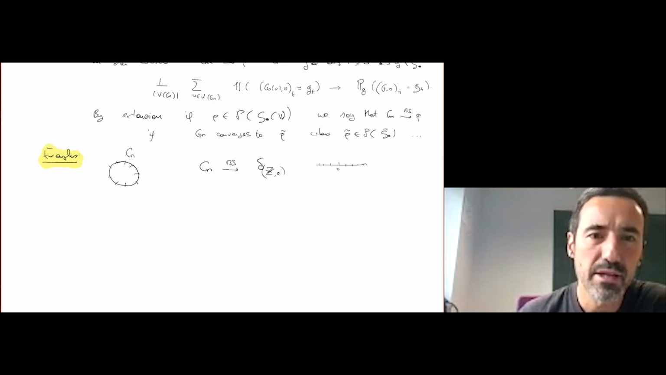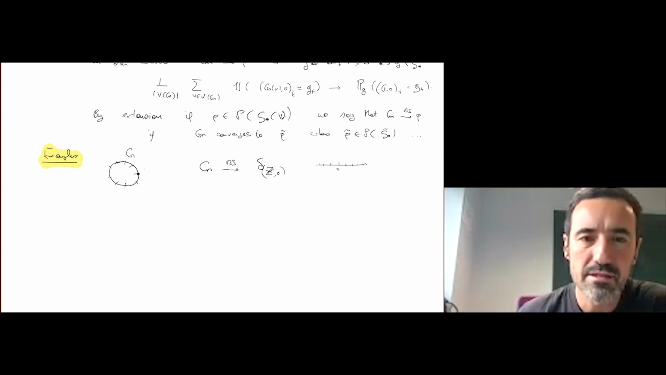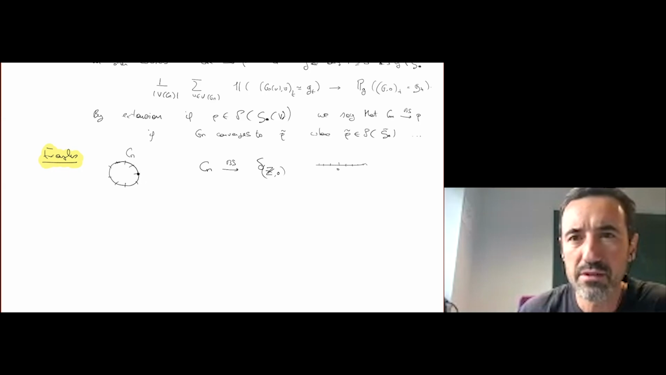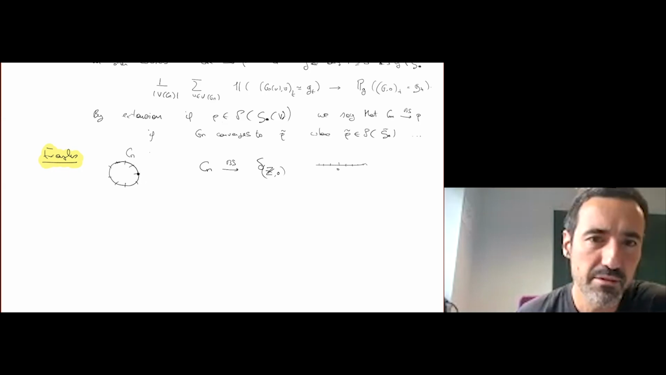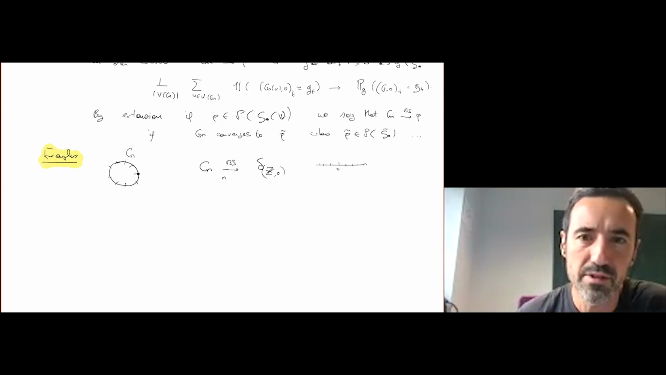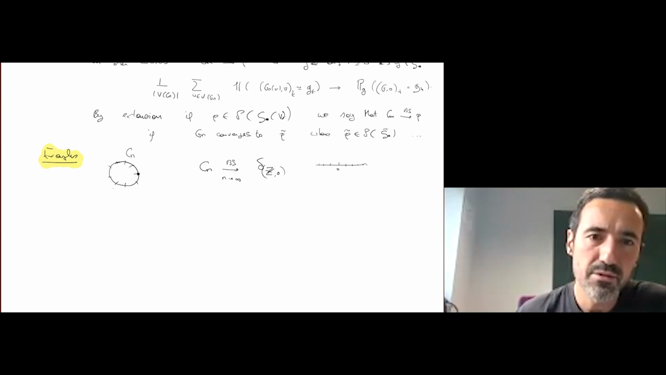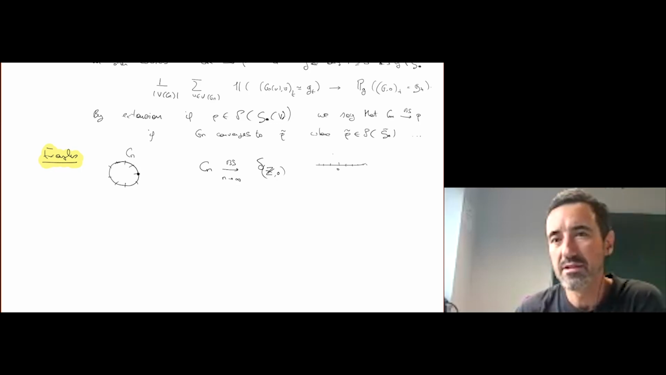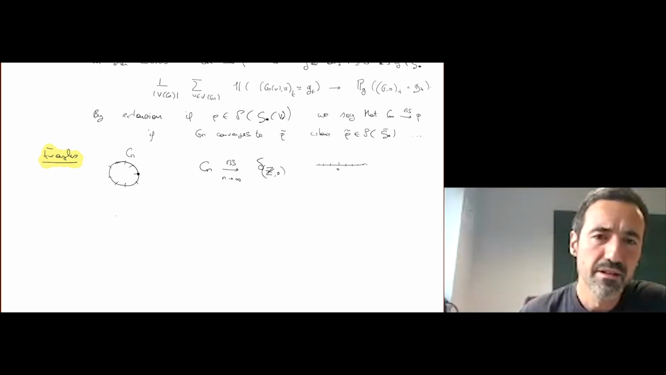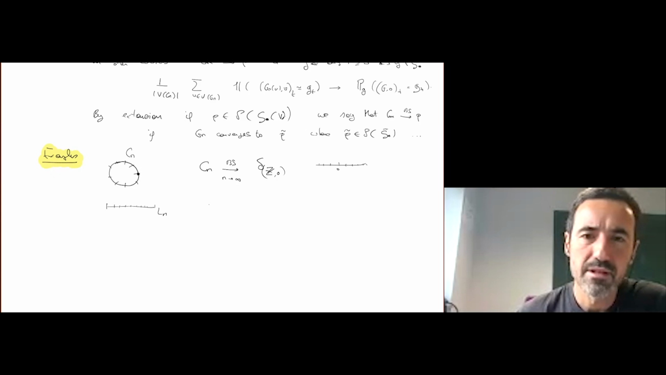Because if you look at any given vertex and its neighborhood, you should check this convergence for any fixed t. If you fix t and let n go to infinity, you will not see the cycle. You will just see a portion of the infinite line. For the same reason, a line segment also converges in the Benjamini-Schramm sense to a Dirac mass.